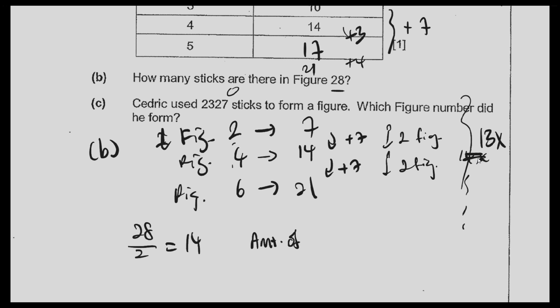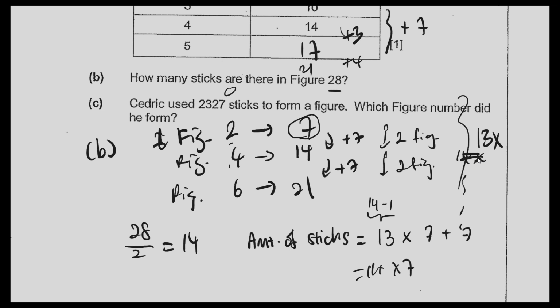So the amount of sticks will just be 13 times, 13 is 14 minus 1, right? So it'll be 13 times 7 plus the original 7 here, which is actually 14 times 7, right? Which is 98.